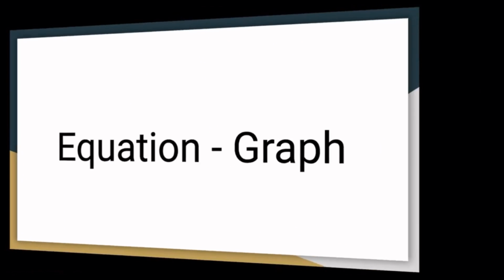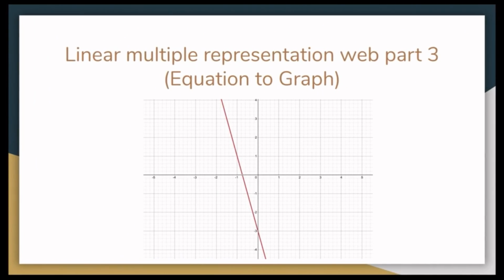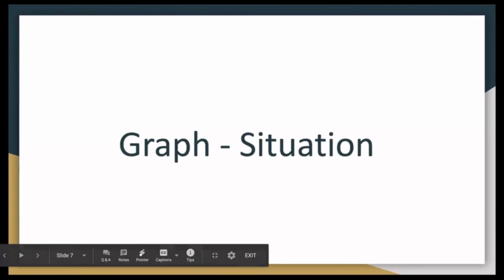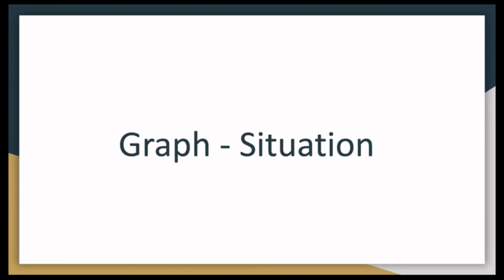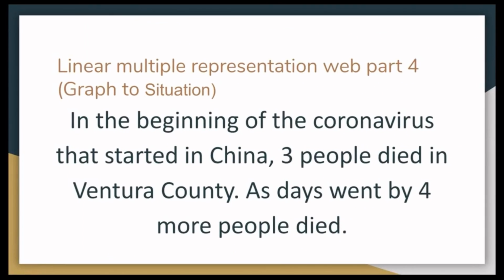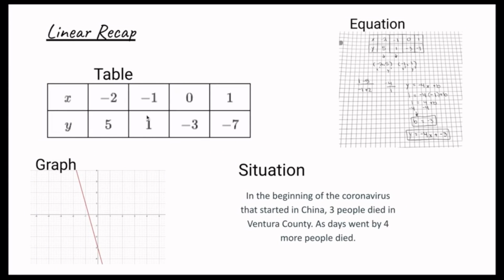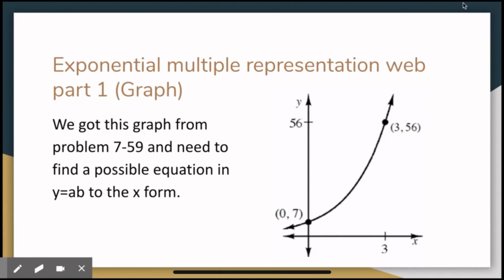Equation to graph. Equation to graph is shown here. Graph the situation. In the beginning of the coronavirus that started in China, 3 people died in Ventura County. As days went by, 4 more people died. Linear recap. Table. Graph. Equation. Situation. Exponential multiple representation web part 1.